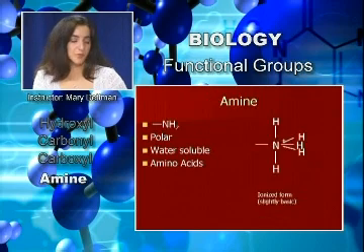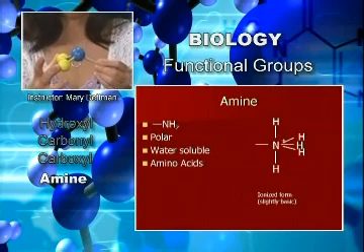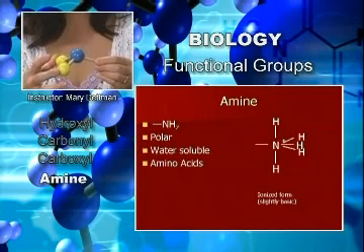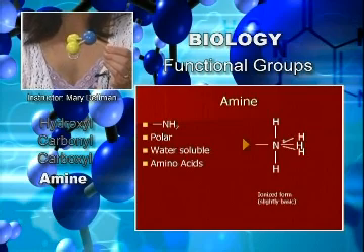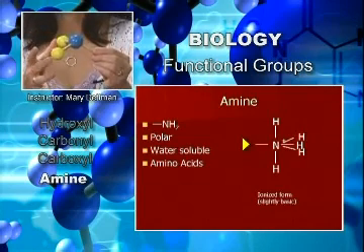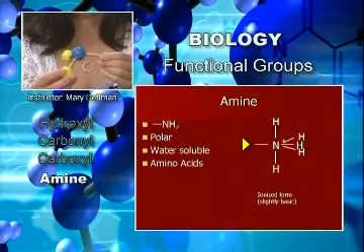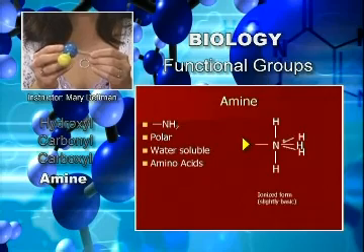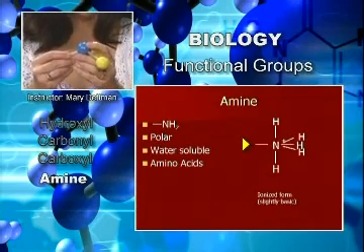Our next functional group is the amine group. The amine group is a nitrogen with two hydrogens attached to it. It too is water soluble and found in polar molecules. The amine group, as you can see, has this hydrocarbon chain coming off the tail end of it also. So we find this also at the end of a hydrocarbon chain.